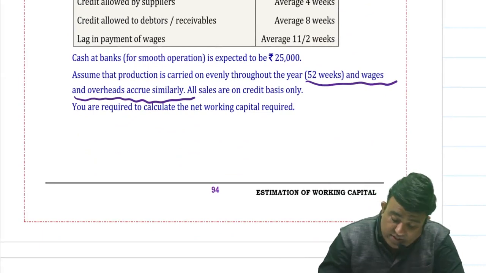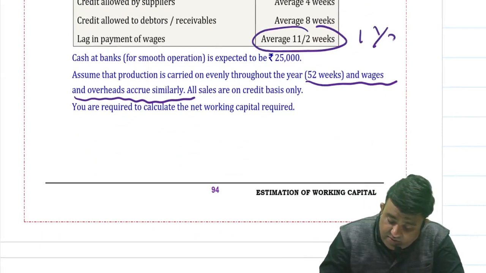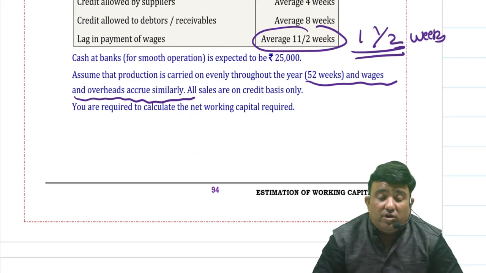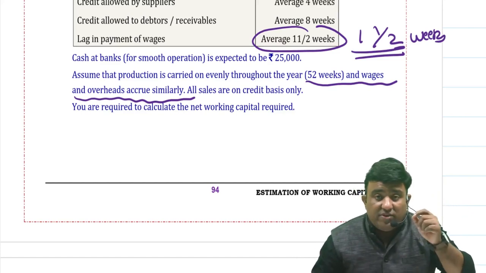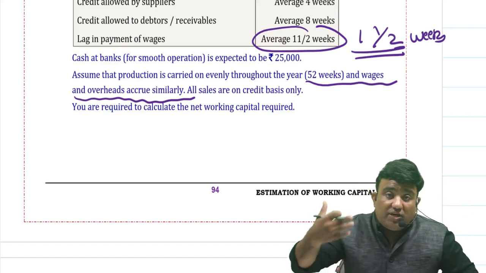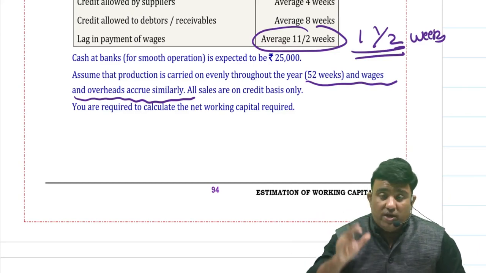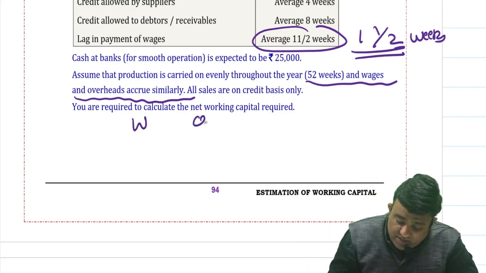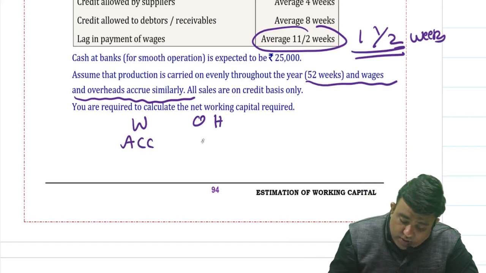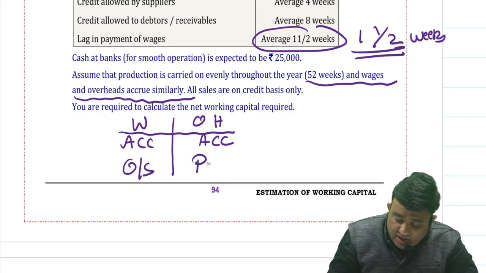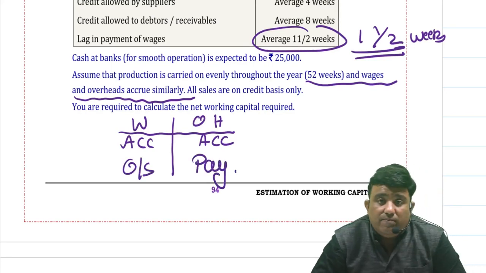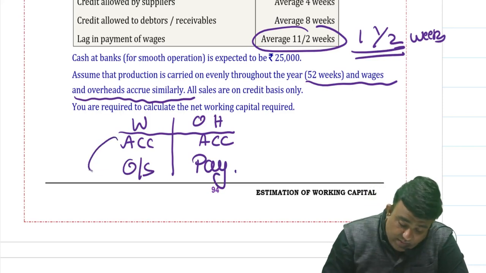Wages and overhead accrue similarly. Student, this is 1.5 month. Sorry, 1.5 weeks. Wages is given. Overheads is not given. So, a student might be tempted that as wages is 1.5 week outstanding, I am ready to take overhead 1.5 week outstanding. No, it's a blunder. Because wages and overhead accrue similarly. Means they become due together. But this is accrued and outstanding. This is accrued and it might be paid during the year. So, this will be taken as outstanding.